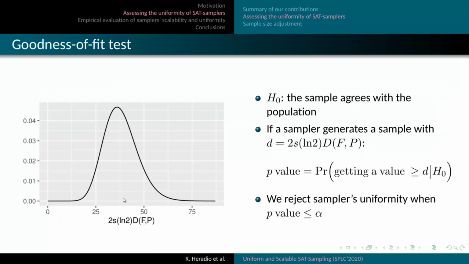Accordingly, sampler's uniformity can be validated by performing a standard chi-square goodness of fit test, whose null hypothesis is that the sampler is indeed uniform, in other words, that the sample agrees with the population. This density plot shows for a particular variability model how this expression distributes assuming that the null hypothesis is true. If for our sample we get a value that is here in the tail, its probability is going to be very low. This means that the sample is not coherent with the null hypothesis, and so we will reject the null hypothesis. That is, we will reject sampler's uniformity.